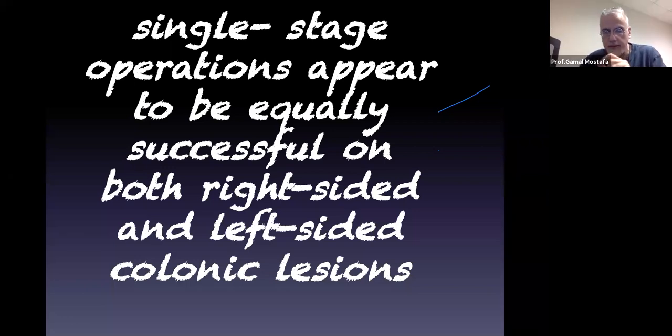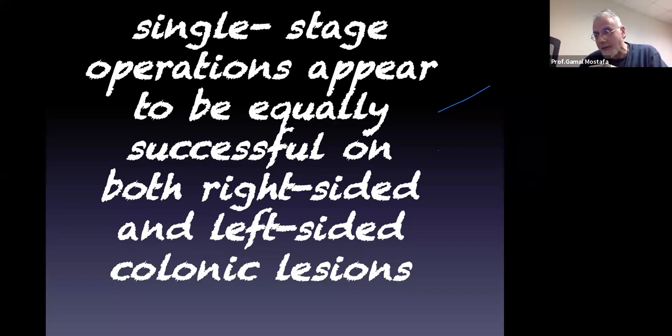Single stage operation appears to be equally successful on both right and left-sided lesions, okay? Now, if you are a believer in mechanical bowel prep and antibiotic prep, you're not gonna do a single stage operation. And you have the right to say so, fine. But I guess what we're trying to tell you, if you do a primary anastomosis in the left colon in a stable patient who's ambulating, who's young and healthy and all this, you haven't committed such a crime. Because there's a lot of papers out there now saying it's okay to do this.